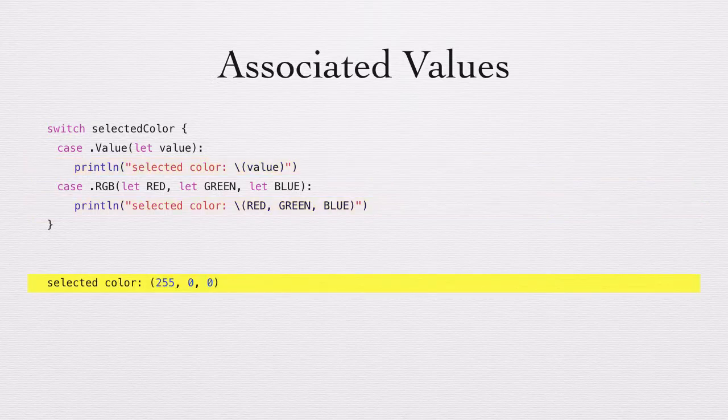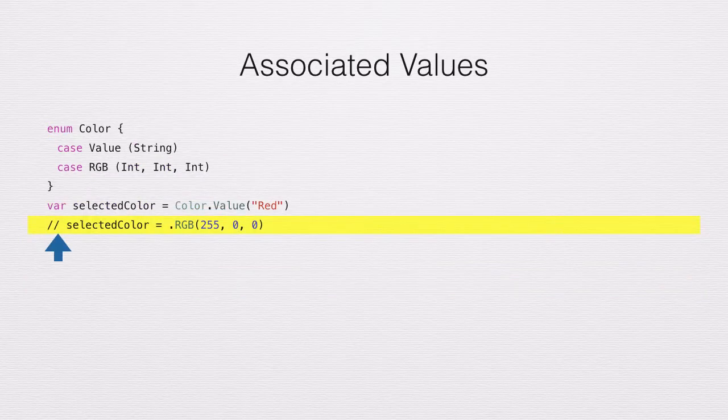When you execute the above code, you will see this message on the console. If you comment out this assignment and run the program again, you will see this output. Clearly, the selected color variable holds a member of one of the two types at any given instance. This is like creating a union in other languages.